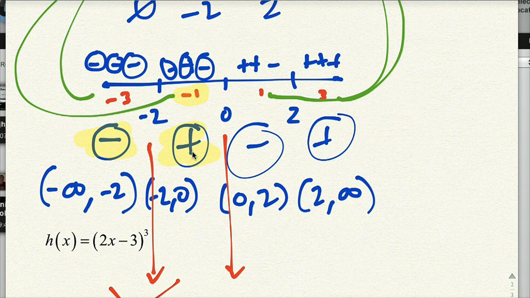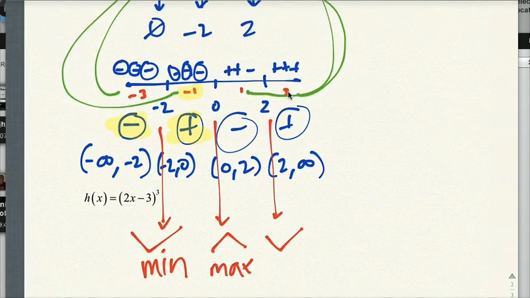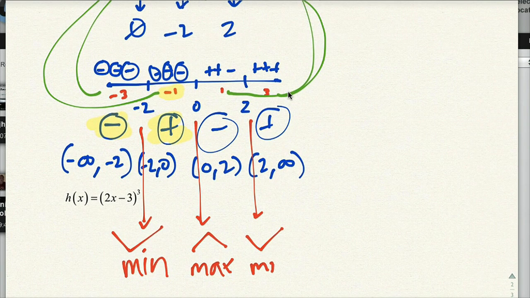At 0, I go from positive to negative, which means max. And the last critical number, 2, I go from negative to positive. That tells me that I also have a min. So that's how you solve these types of problems.